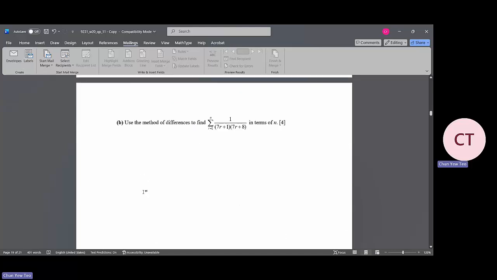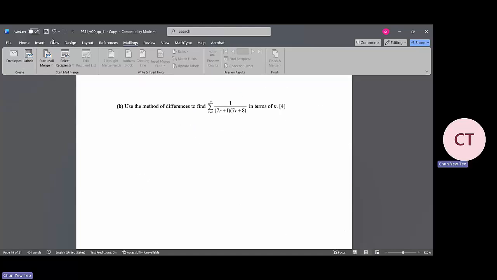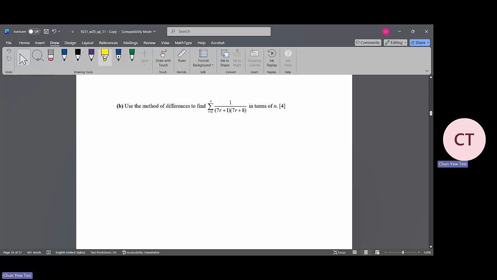Now we move on to 2b. Now this question has the reciprocal of the expression. Just now our expression was this. Now they reciprocate it, and you need to use the method of differences to show it. From here, you should know that when you see these expressions and they ask you to use the method of differences, we have to use partial fractions.